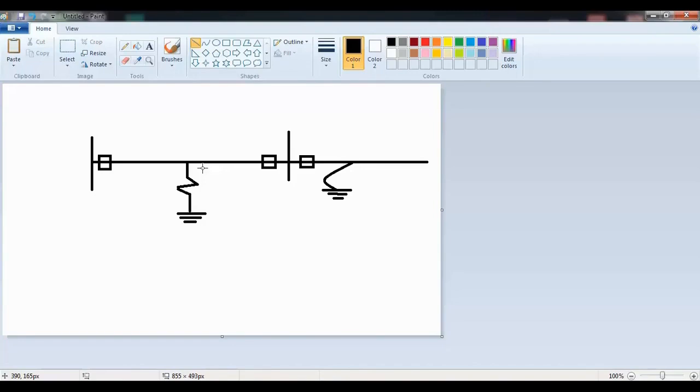The distance is just level, 100 kilometers. Long lines and medium lines. We take in the college long lines, we take long lines and medium lines.